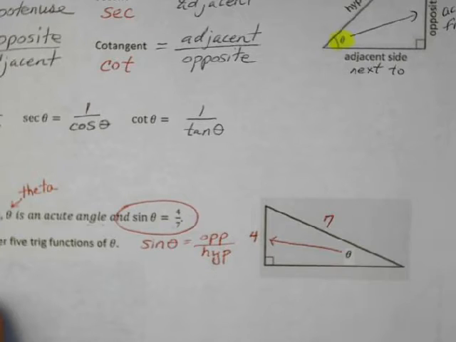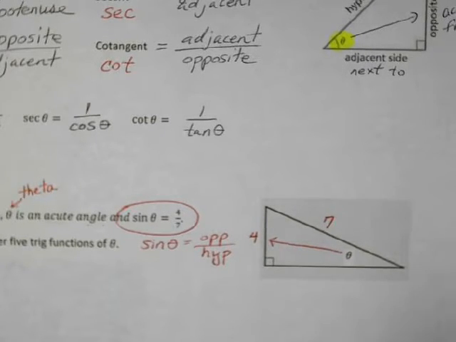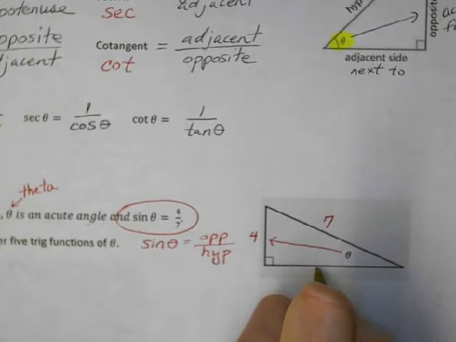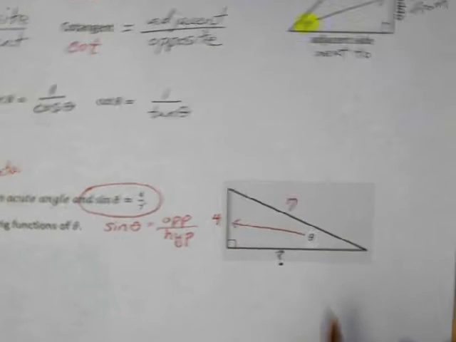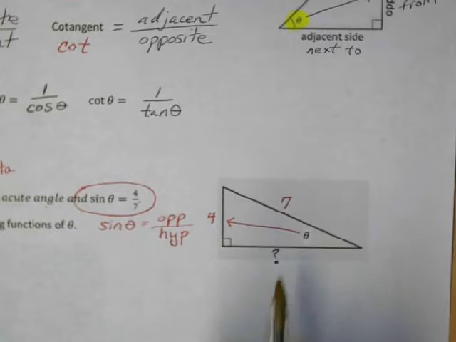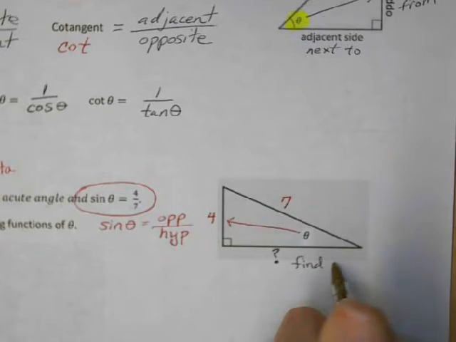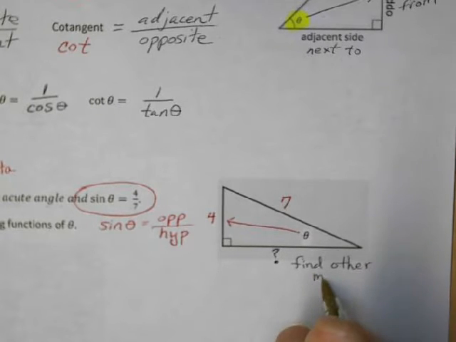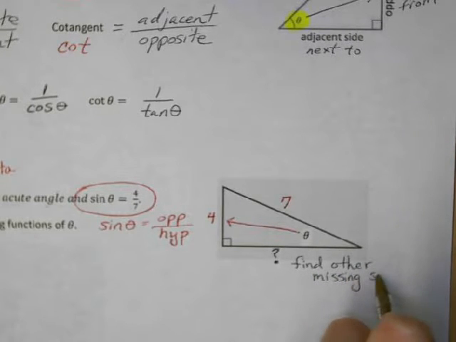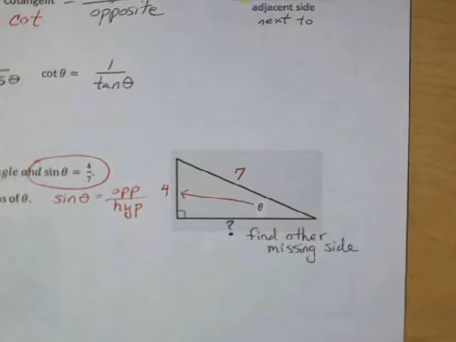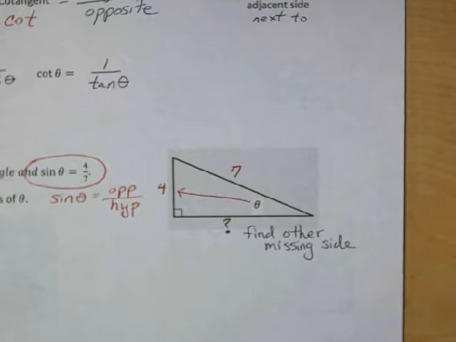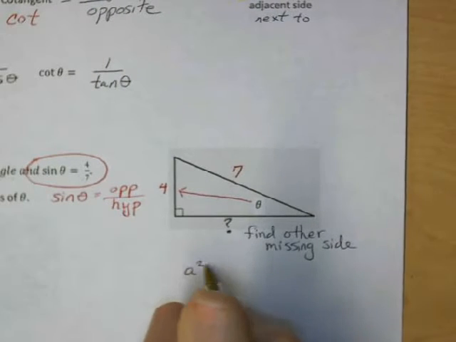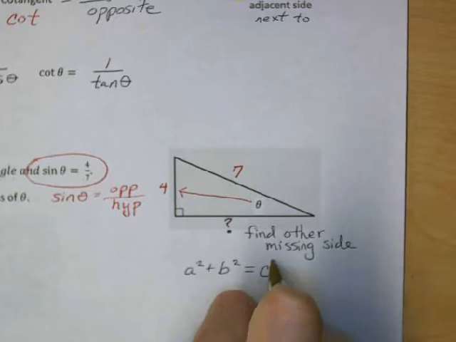Alright, so we have it set up, and it's a right triangle. So what if I wanted you to find this side down here? Could you do that? Find the other missing side. Do you know how to do that? You do something with the triangle. It's a formula you should know. Good job. A squared plus B squared equals C squared.